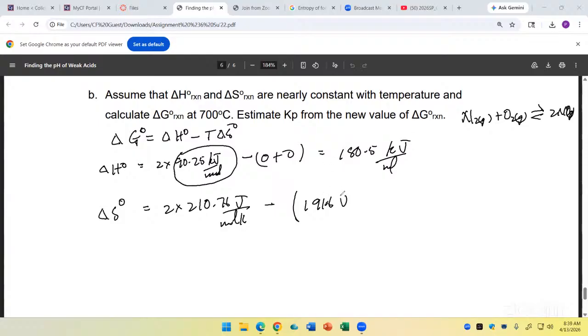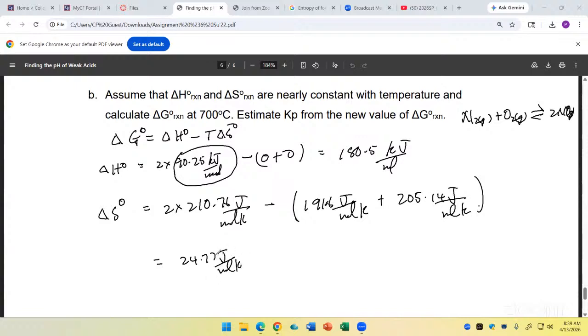191.6 joules per mole Kelvin plus 205.14, same units, joules per mole Kelvin. So when I work this out, I got the answer for the entropy of the reaction is 24.77 joules per mole Kelvin.